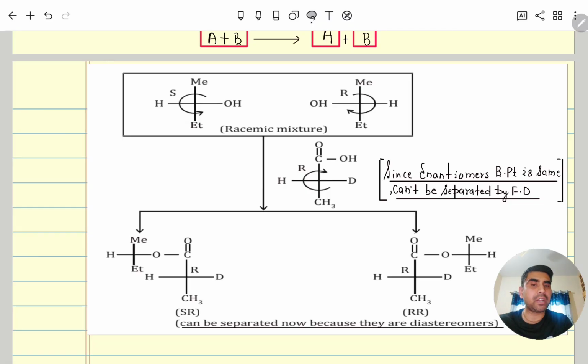will be optically active. So in a racemic mixture, since both are optically inactive due to external compensation, and their melting and boiling points are the same, they cannot be segregated. So we make their respective diastereomers, and then we can segregate them, and after hydrolysis we can get them back in two different containers. That process is called resolution.